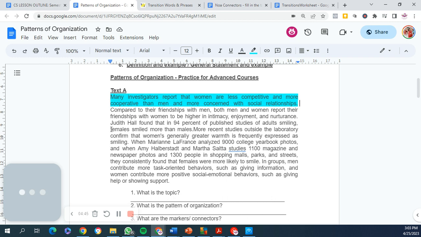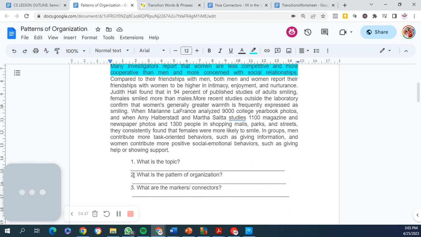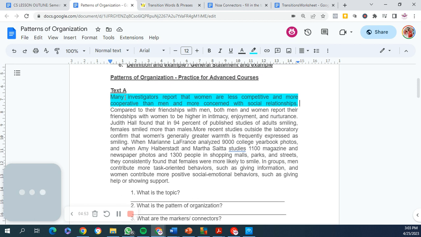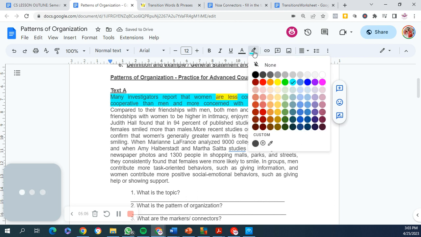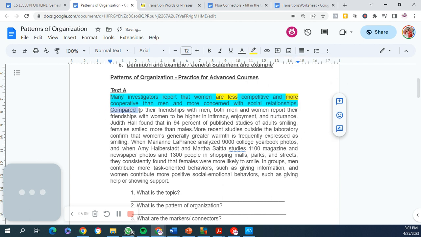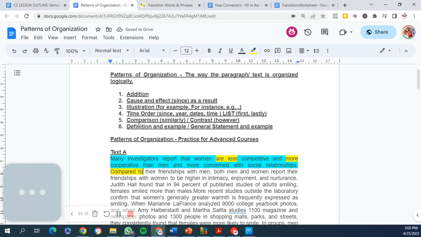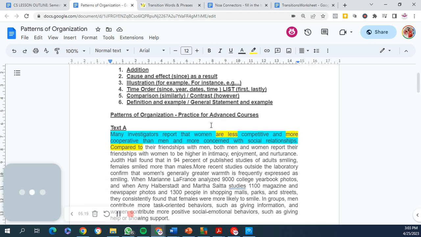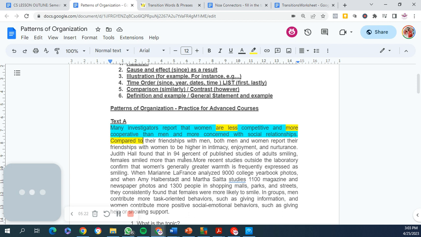And I'm jumping to question 2 for a minute. What is the pattern of organization? And when I look at the first 2 sentences, I can start guessing that because of these words, less and more and compared to. So I'm starting to take a look and I can see that it's probably comparison and contrast, right? And you can take a look and see.